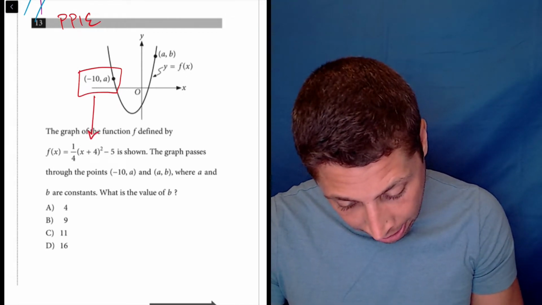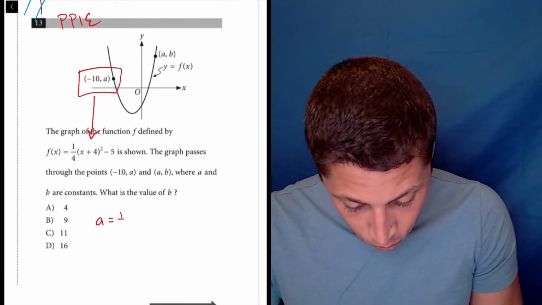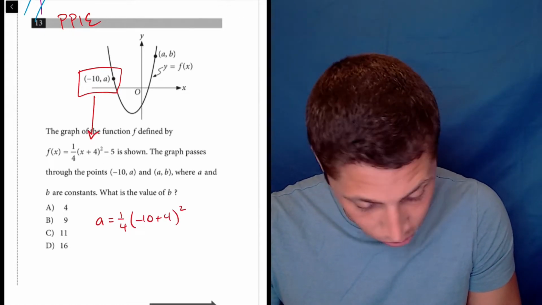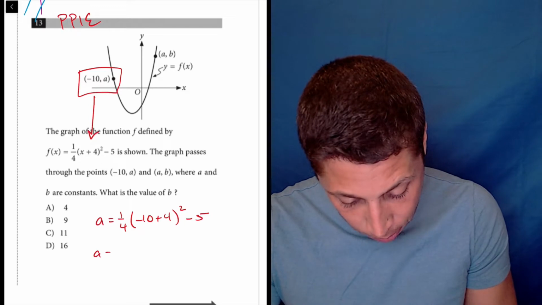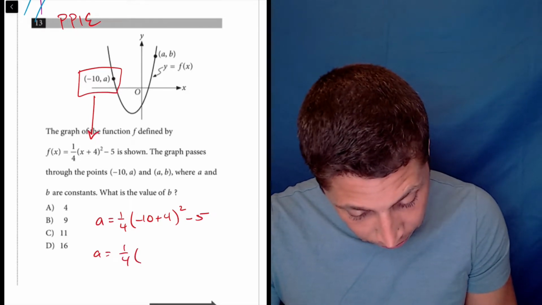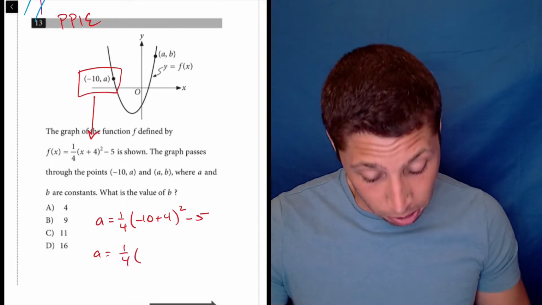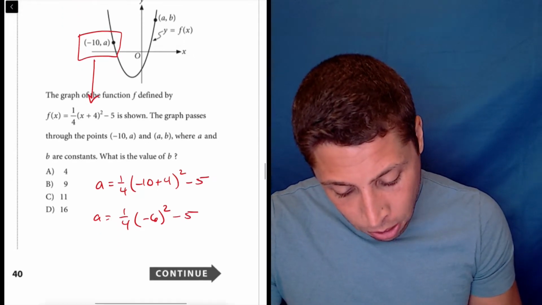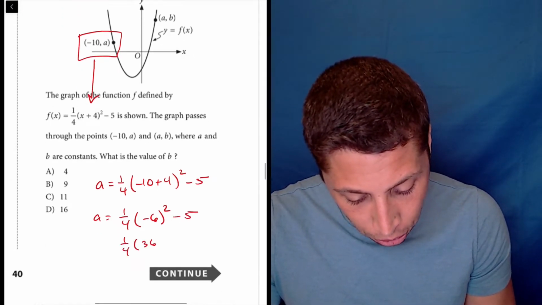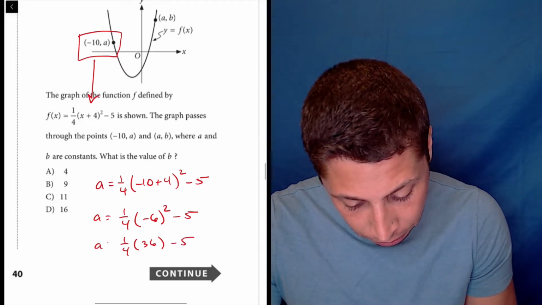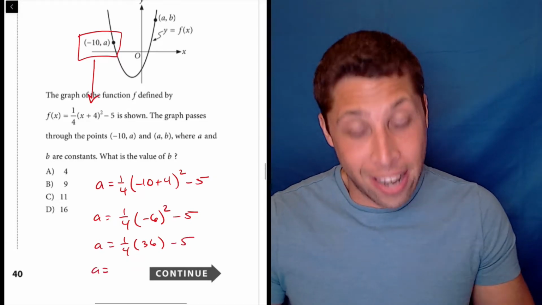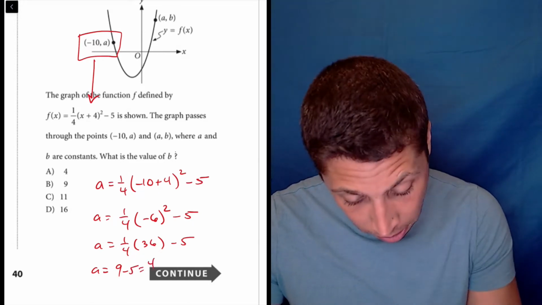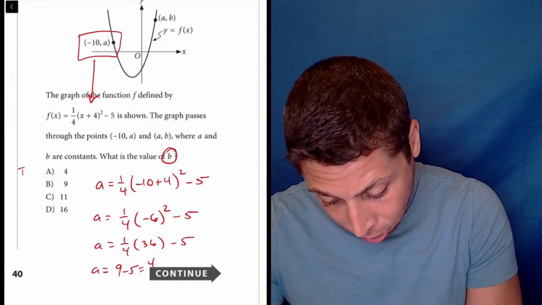That's going to mean that a is y, 1/4 times negative 10 plus 4 squared minus 5. Let's see if that helps. 1/4 of negative 10 plus 4 is negative 6, and squared, that's going to be 1/4 of 36 minus 5. So that's 9 minus 5. So A is 4. But we want B, so there's a nice little trap for you there.